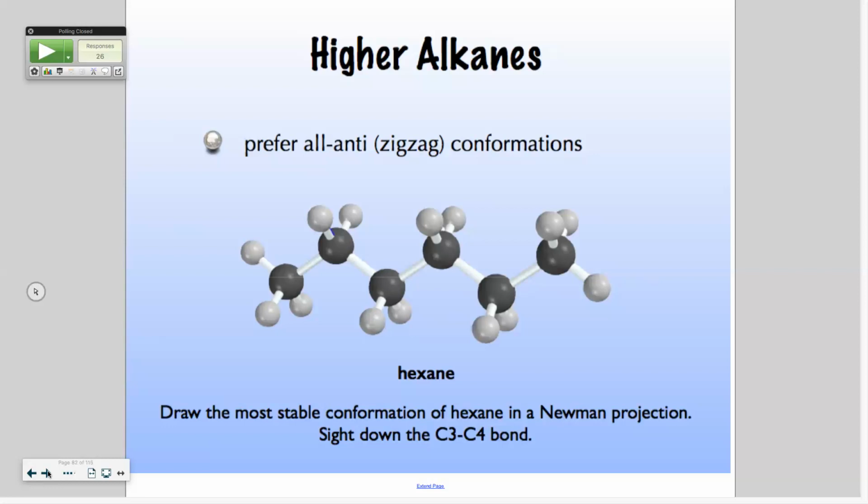Here is hexane. Everything is staggered. That's the most stable. But we're going to sight down bond C3, C4. So I'm going 1, 2, 3, 4. So that's this one. So 3 is the blue one. Okay? So the blue carbon is the front carbon and the black one is the back one. Black back.